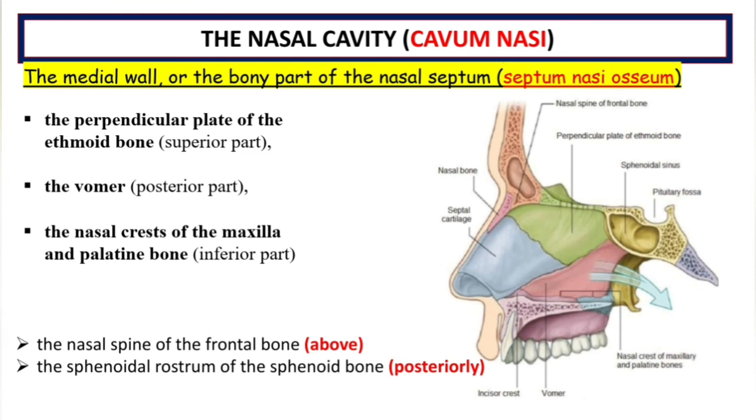In addition to that, you can also find the nasal spine of the frontal bone above, and the sphenoidal rostrum of the sphenoid bone posteriorly. If you look here, you'll find the rostrum. Remember, I told you that the vomer has alae, like wings, and in the middle there is a sulcus for the rostrum. So if you look here, you can see the vomer.